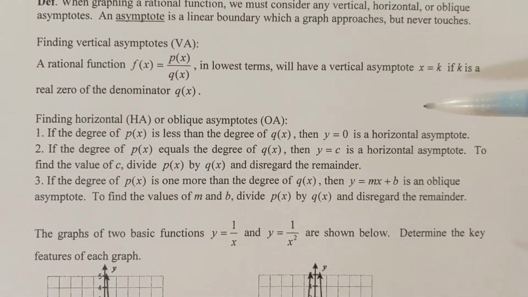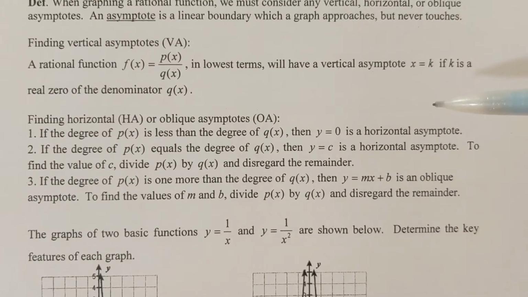Here's how to find the vertical asymptotes. A rational function, f of x equals p of x over q of x, which has to be in lowest terms, by the way, will have a vertical asymptote at x equals k if k is a real zero of the denominator q of x. Okay, so any number that you're going to be throwing away as a result of the domain is going to create a vertical asymptote on the graph.